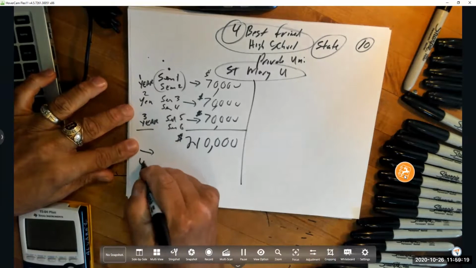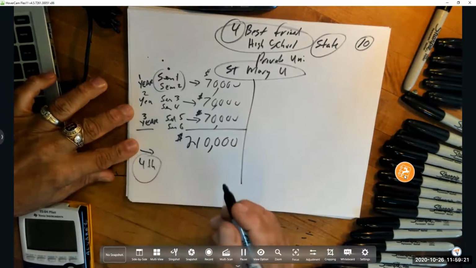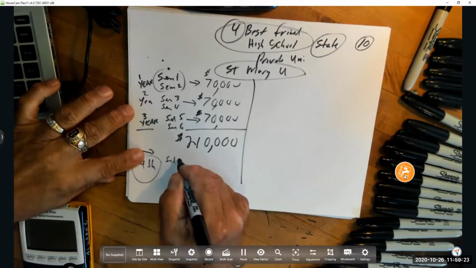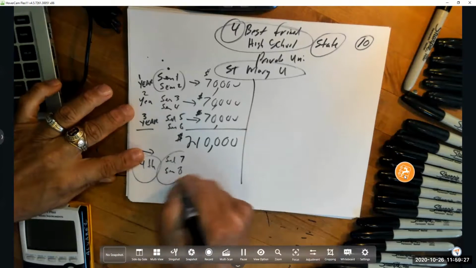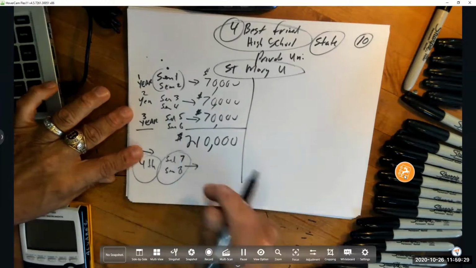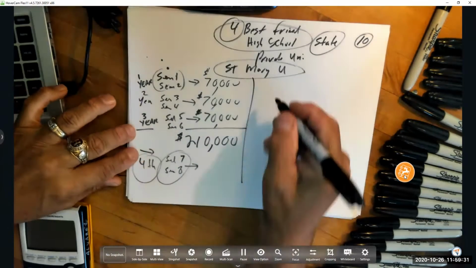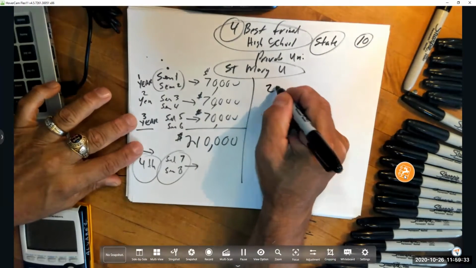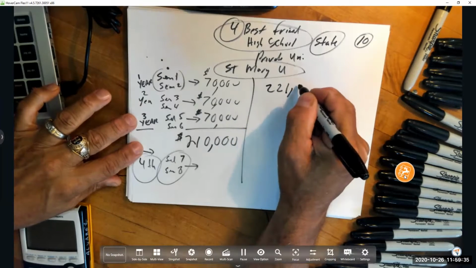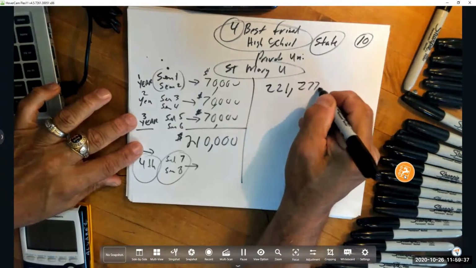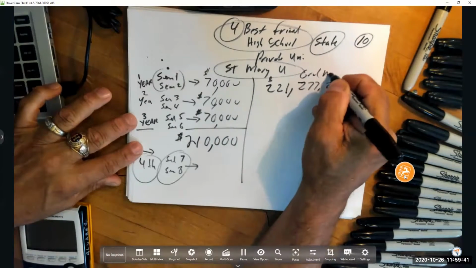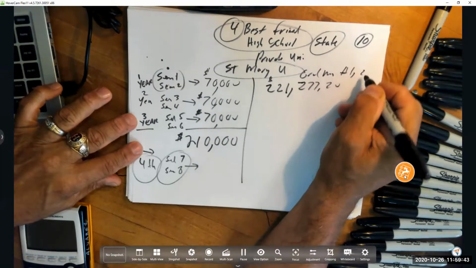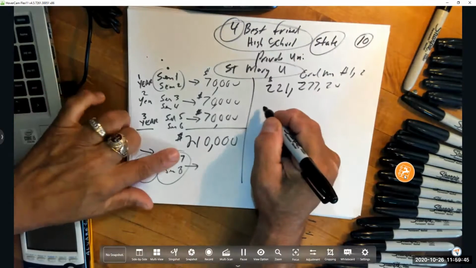You need to go to your 4th year. So you still need to go semester number 7 and semester number 8. You still need to go here another year to finish your thing. But your grandma's only gave you how much? $221,277.20. That's all they gave you, the grandmas. Grandma number 1 and 2. And you spent how much?